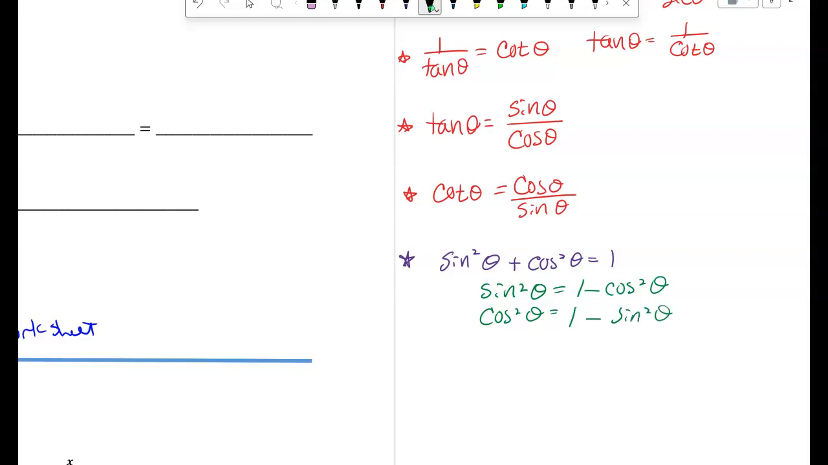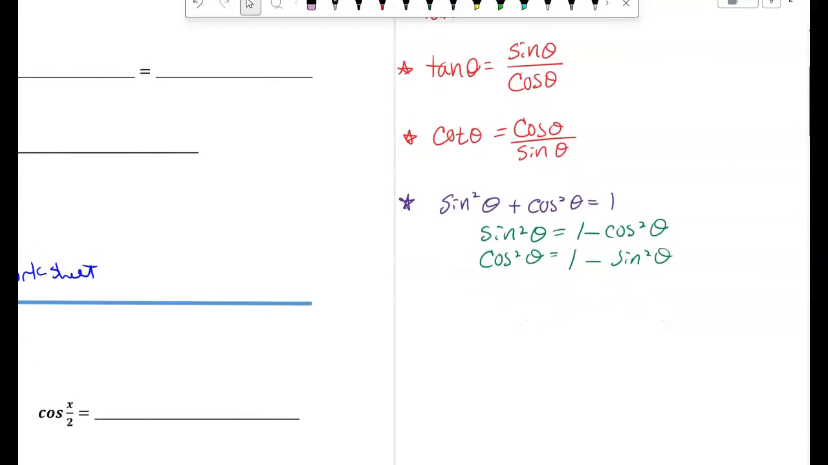Now, you could not memorize them if you want. That's okay. But you won't get as much, let's just say, time saving as you have to do more work in the long run. Okay, now, here's the one that got people.